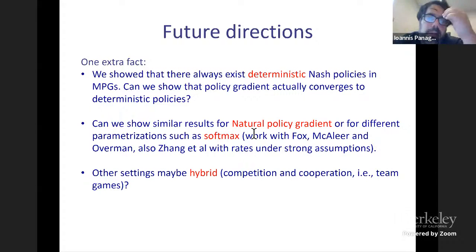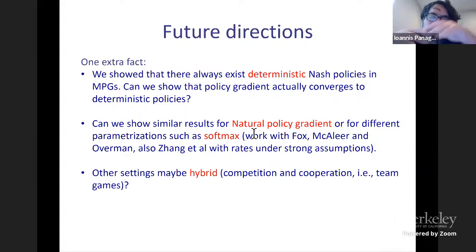So yeah, can we talk about deterministic Nash policies? One other thing that I want to talk about, and I think this is a really interesting future work, is the following. Right now, people do not actually use only policy gradient methods. They use something else that's called natural policy gradient. In natural policy gradient, you avoid a term that is called the mismatch coefficient in the running time. And this is true for single agent settings, okay?